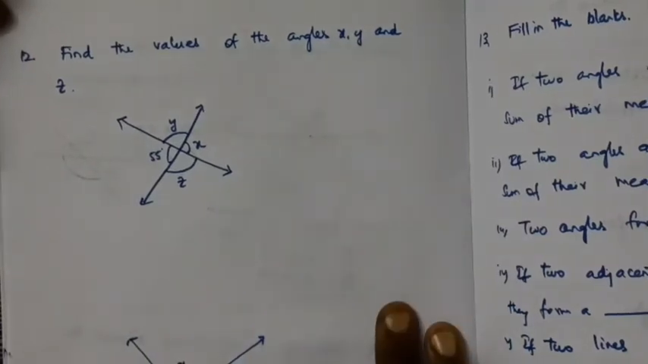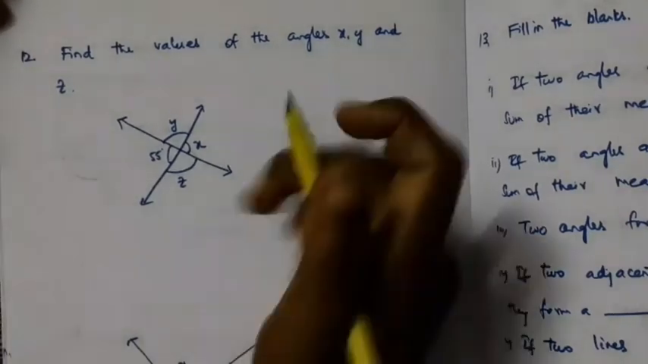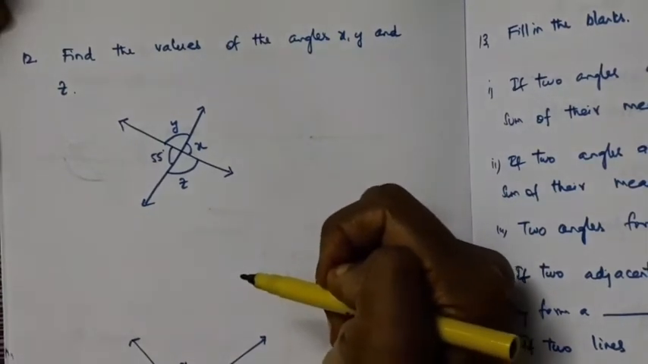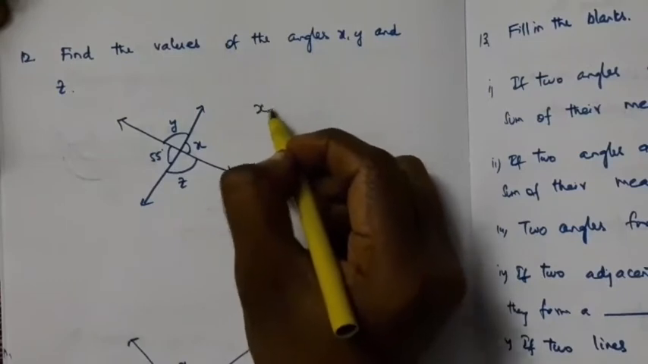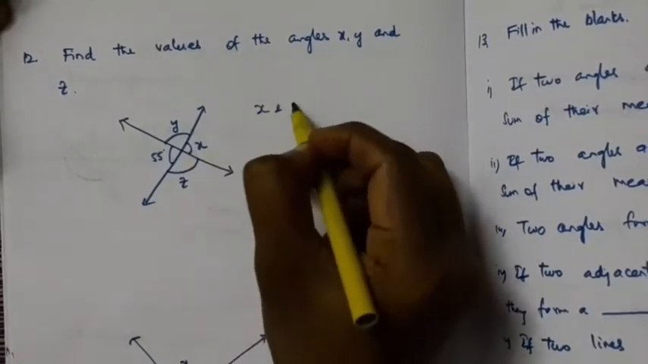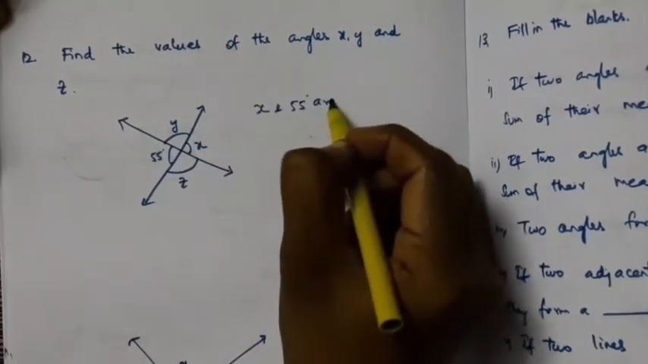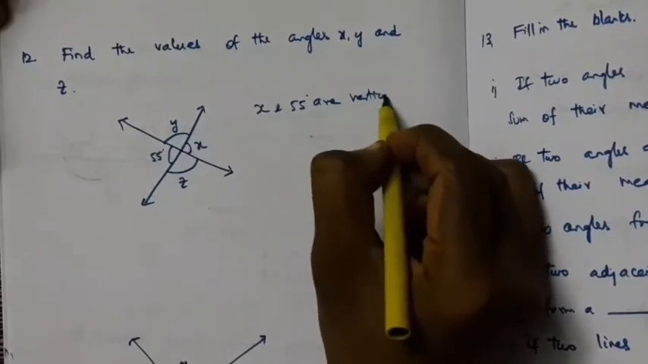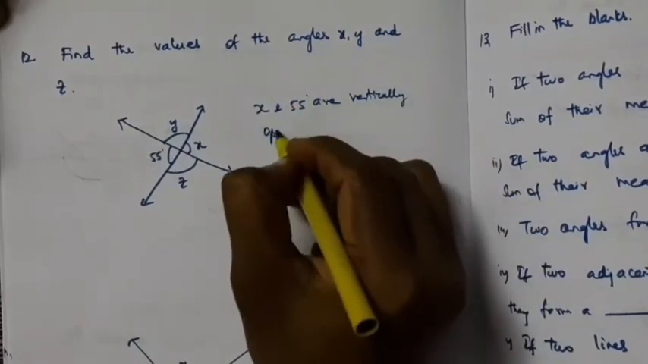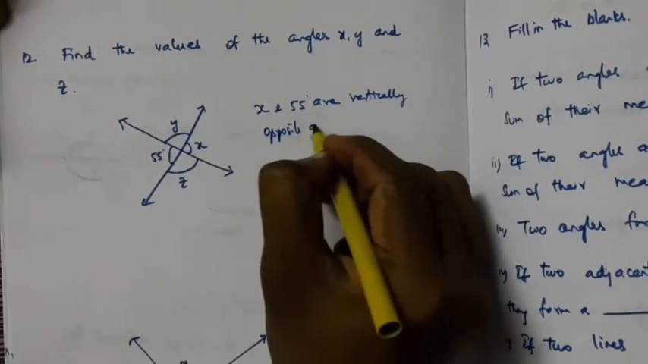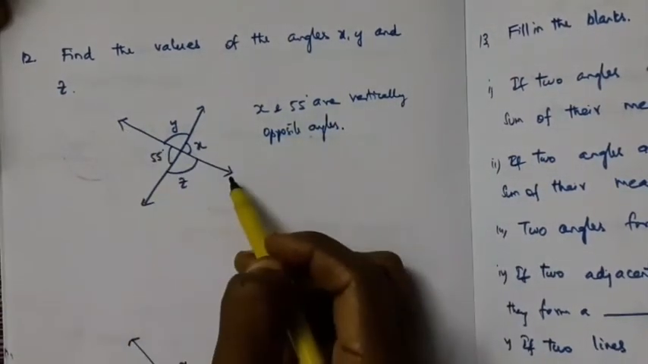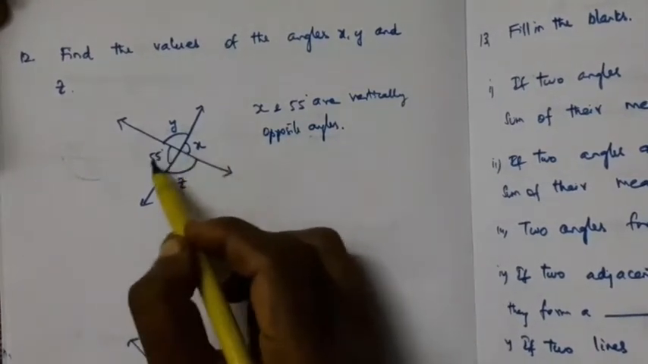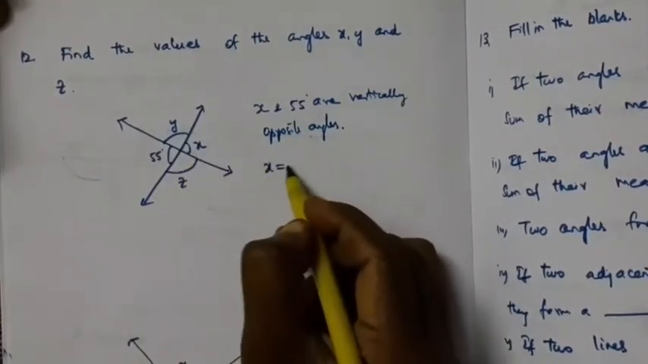You have to find the values of the angles x, y and z. So we will state the reason and say, first, this angle x and 55 are vertically opposite angles. These are two straight lines meeting at a point, and so vertically opposite angles are equal. So x equal to 55.